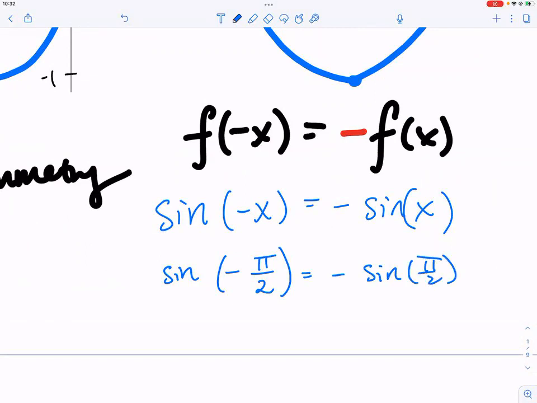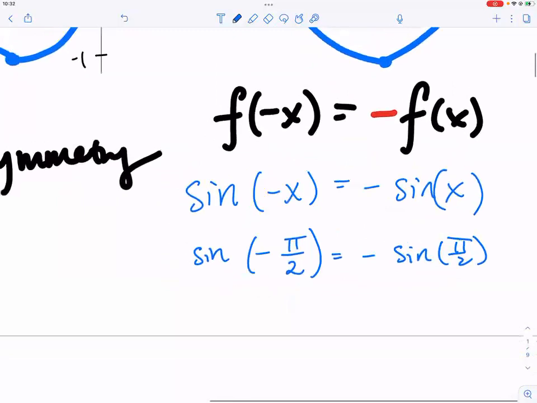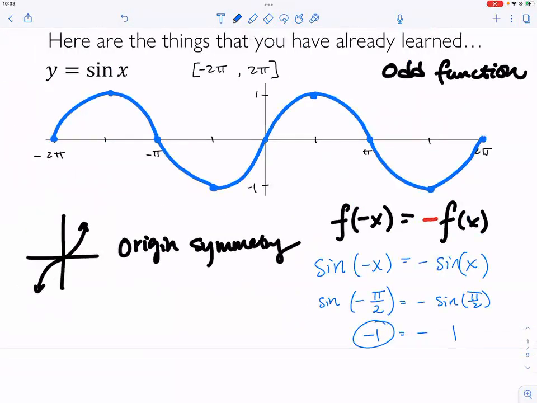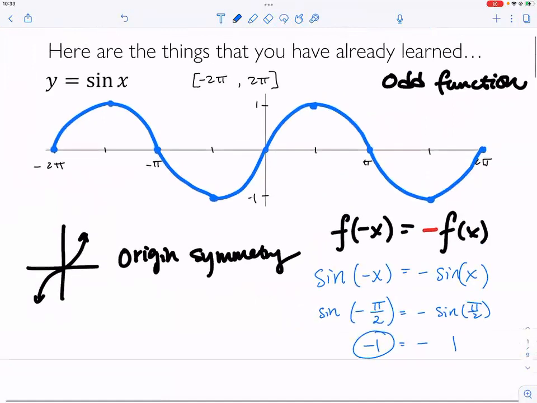That's 1, right? So on the left-hand side of the equation, that's negative 1. This is a negative on the right-hand side, and negative of what? 1. So that's how we know it's true, because the left is negative 1 and the right-hand side is also negative 1. So that's how we know the graph is reflected over the origin, meaning that f of negative x is the negated version of f of x. That's how we know it's a reflection over the origin.